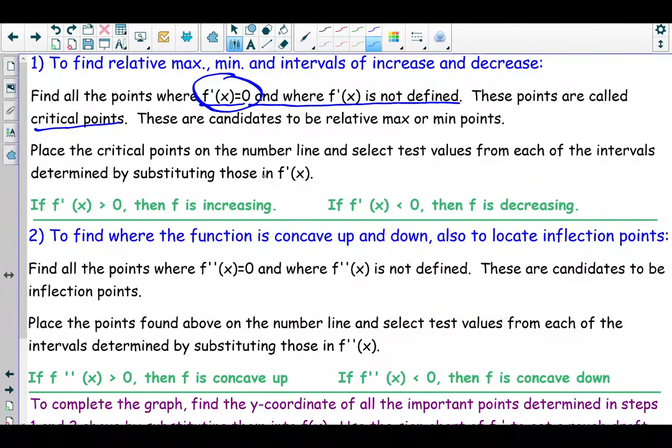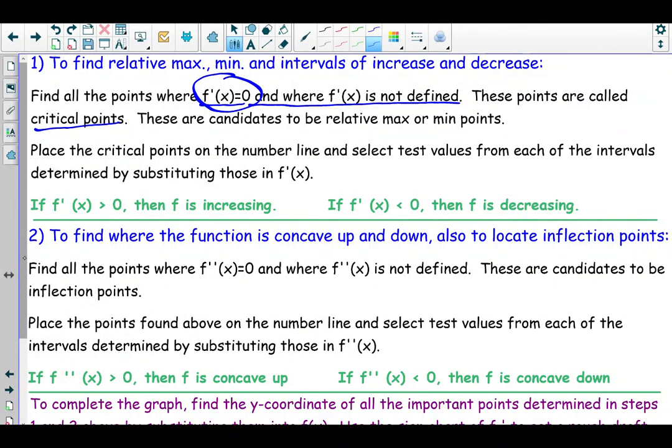And we're going to plug them into f prime. If f prime is greater than 0, as per the slide in the previous page, we can say that f is increasing. If f prime is less than 0, that means slopes are negative. That means the graph is decreasing.